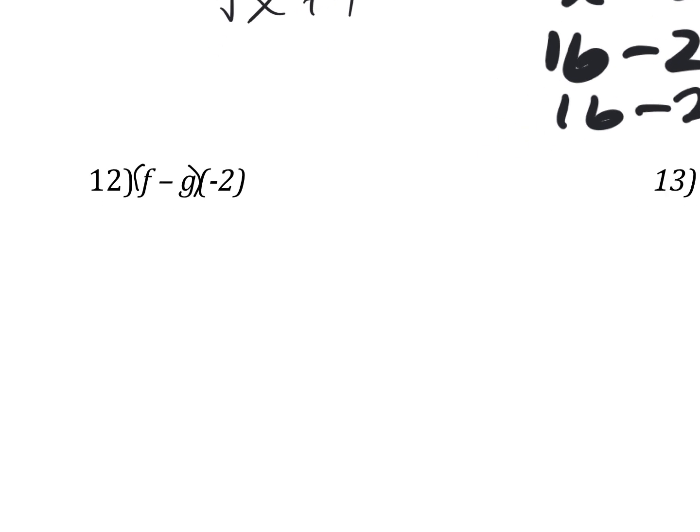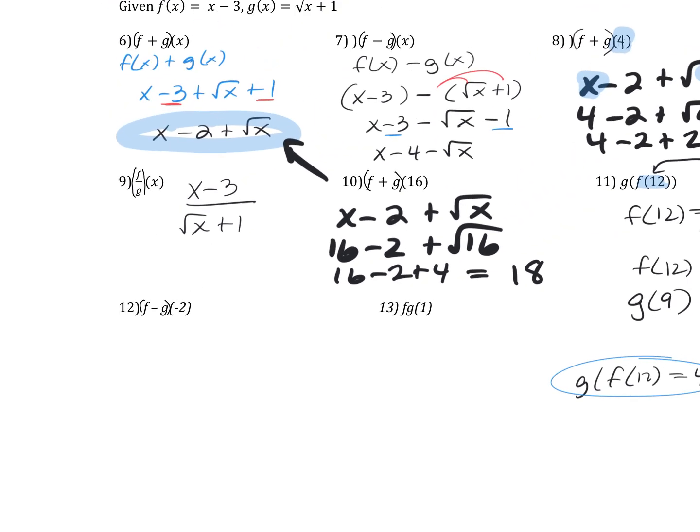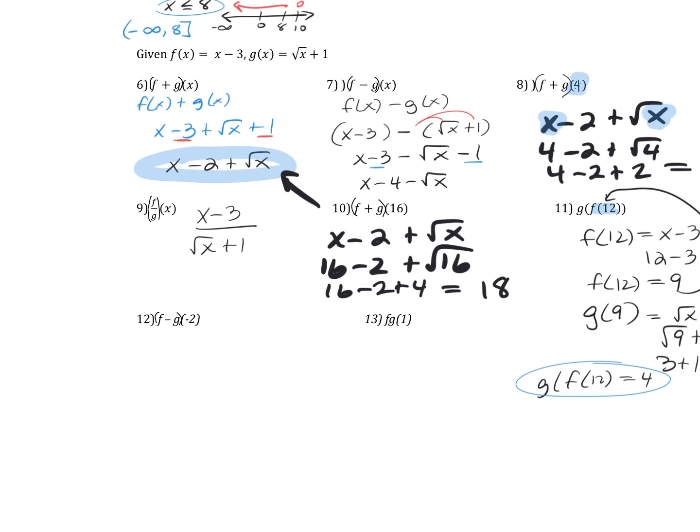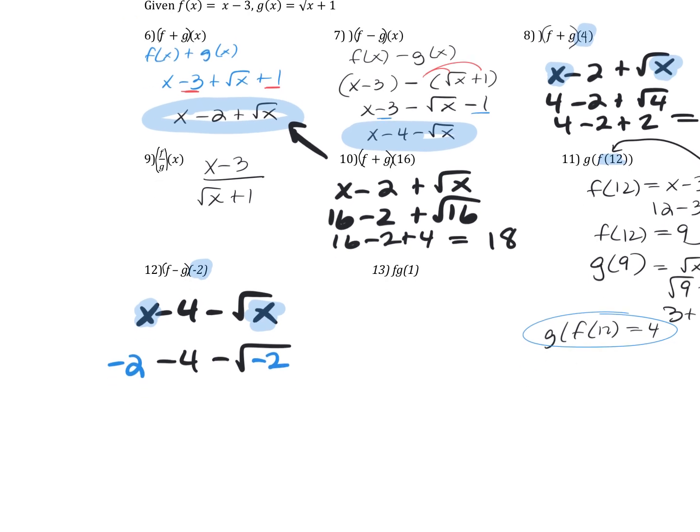This one, they're asking us to subtract the functions. I could go back, and I already subtracted them in number 7. So I'm going to take number 7's answer, which was x minus 4 minus the square root of x. And then I'm going to plug in negative 2 where I see x. So when I plug in negative 2, negative 2 minus 4 minus the square root of negative 2, this is going to end up giving me negative 6 minus i radical 2.